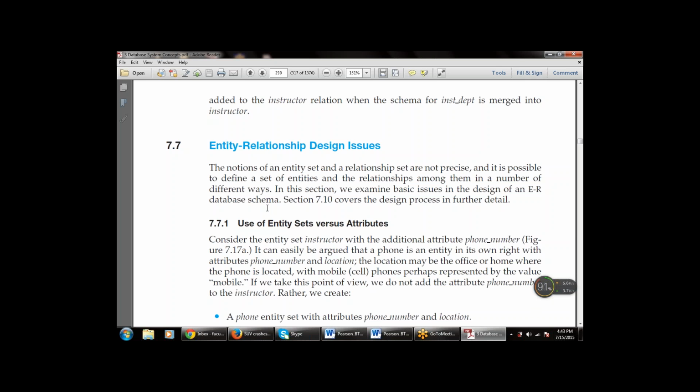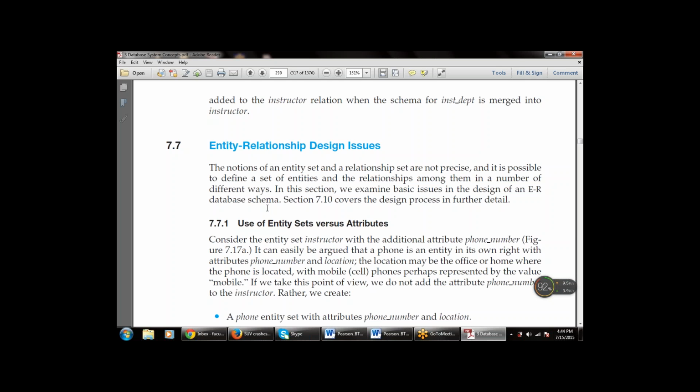The notions of entity set and relationship set are not precise. It is also possible to define a set of entities and the relationships among them in a number of different ways. That is, what are the various entities and relationships that are used. In this section, we examine the basic issues that we come across in the design of an ER database schema.